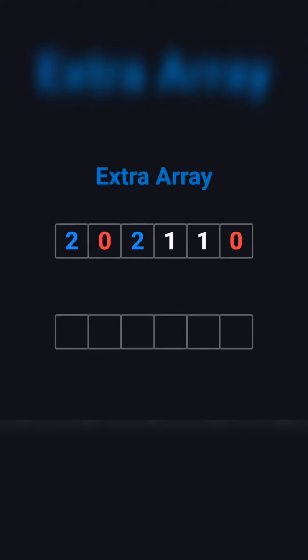Some people also think about using an extra array, placing 2s on the right, 0s on the left, and filling 1s in the middle. That scans the array once, but it uses extra space, so it doesn't meet the in-place requirement.